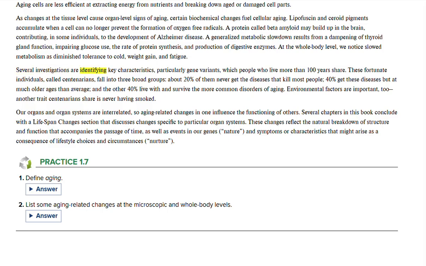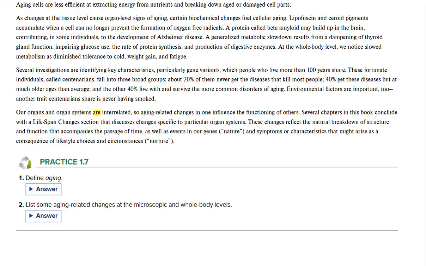Several investigations are identifying key characteristics, particularly gene variants, which people who live more than 100 years share. These fortunate individuals, called centenarians, fall into three broad groups. About 20% of them never get the diseases that kill most people, 40% get these diseases but at much older ages than average, and the other 40% live with and survive the more common disorders of aging. Environmental factors are important, too. Another trait centenarians share is never having smoked.